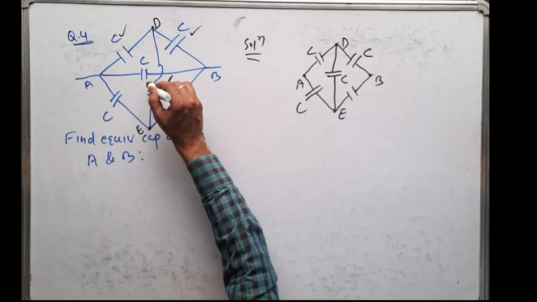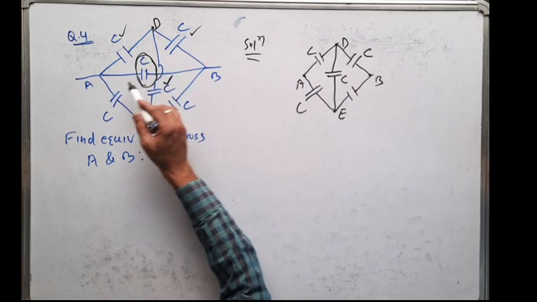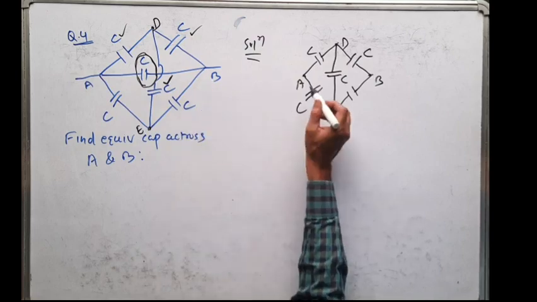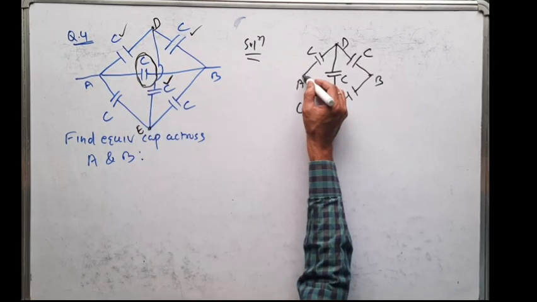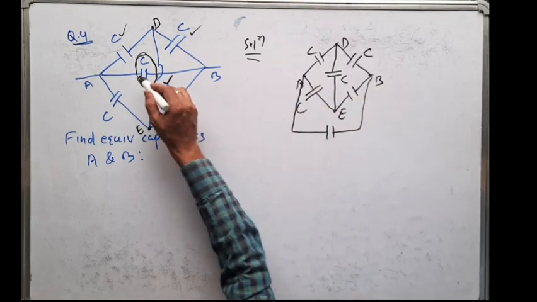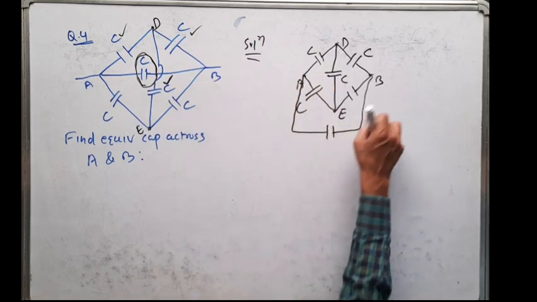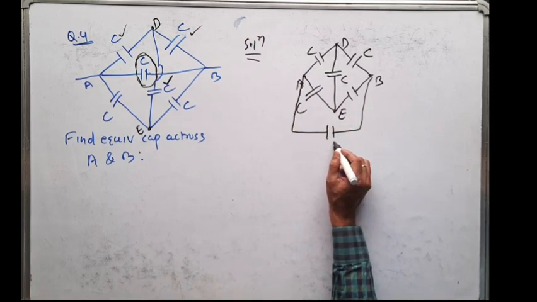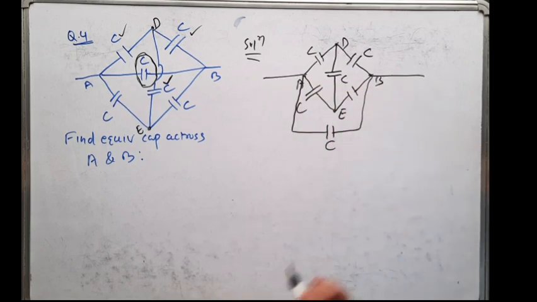This capacitance is connected between what? It is connected between A and B. Now I will bring this capacitor just like this. This capacitor was connected in the middle line, so I am taking it to this line to make it simple. Let us say this is C. This is your A terminal, this is your B terminal.